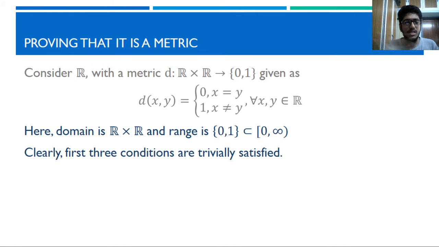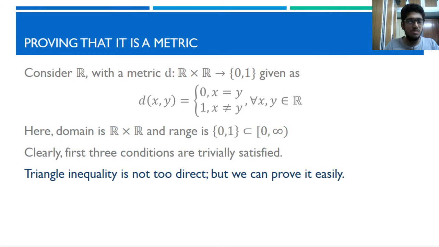The first three conditions are trivial, because if x is equal to y, d of x comma y is equal to 0. If x is not equal to y, d of x comma y is equal to 1, greater than 0. Next, d of x comma y will be equal to d of y comma x, because if x is equal to y, it's 0, and if it's not equal to y, it's 1. So the first three conditions are trivially satisfied. Let's talk about the last condition, which is the triangle inequality.